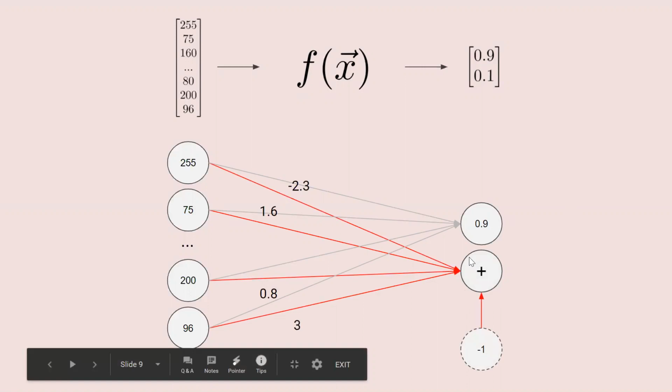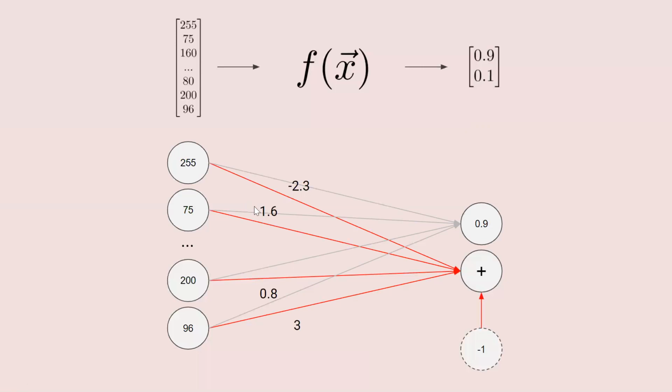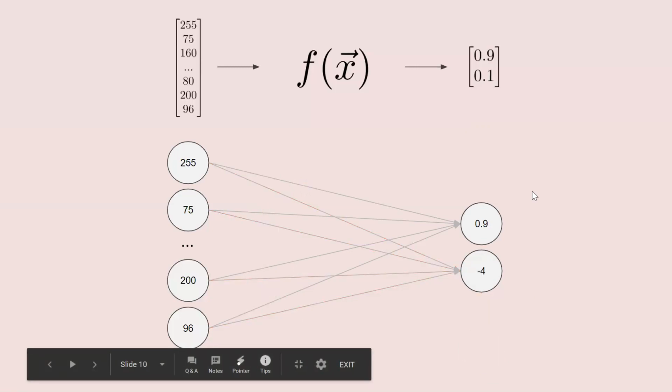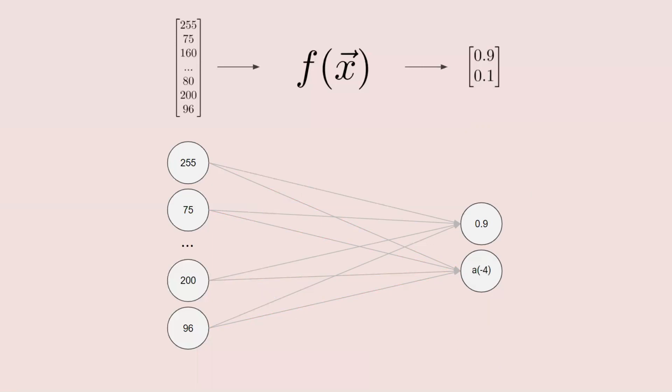For the other output neuron, we have another set of associated weights and another associated bias. We go through the dot product again. We multiply -2.3 times 255 plus 1.6 times 75 and so on, and then plus -1 at the end. Then we get some output like -4, which passes through our activation function to squish it into 0 to 1. Any questions?